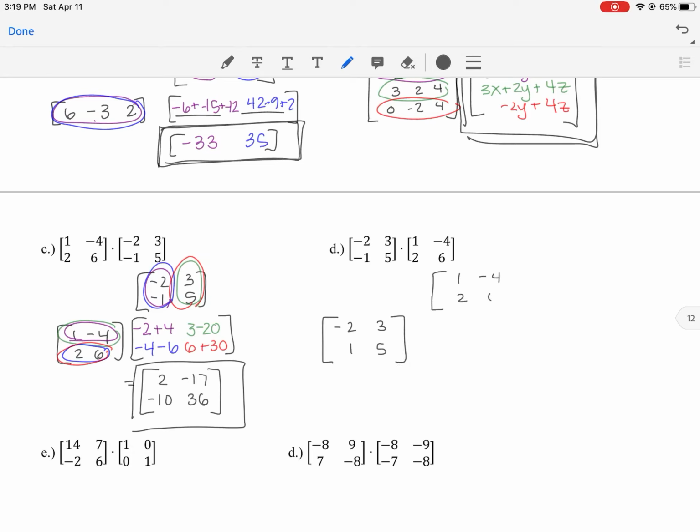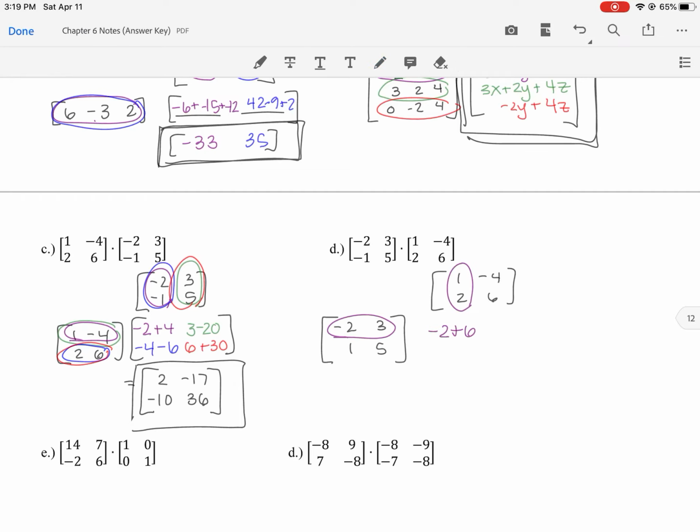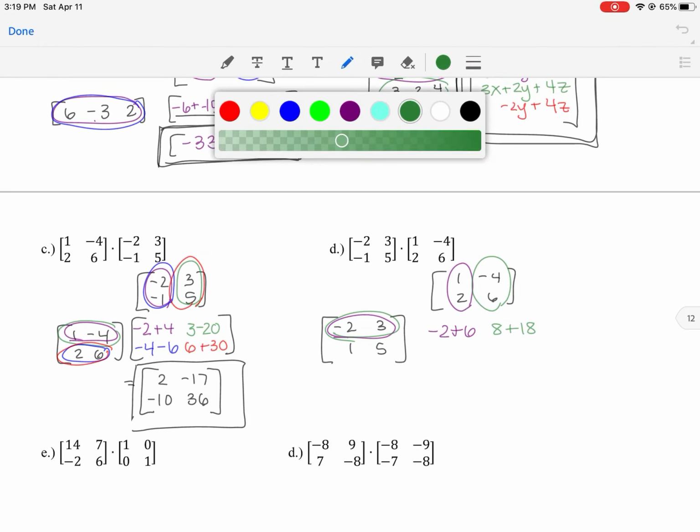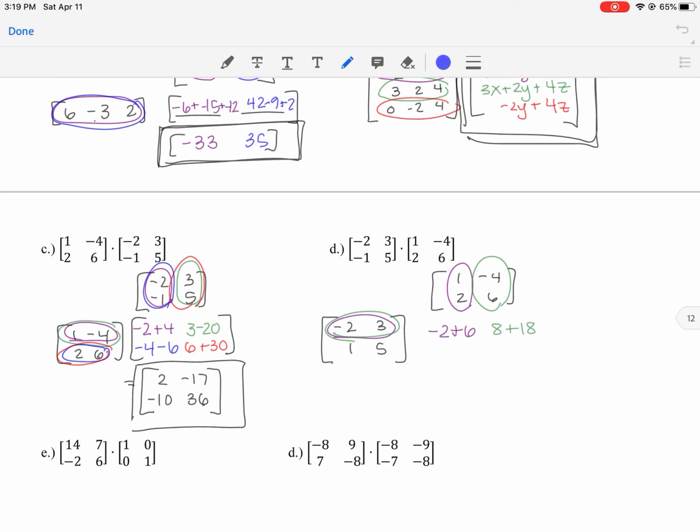Okay, same thing over here. So -2, 3, 1, 5. And then I've got 1, -4, 2, 6. Okay, first row, first column, I've got -2 times 1 is -2. 3 times 2 is 6. Okay, first row, second column, -2 times 4 is 8. 3 times 6 is 18.